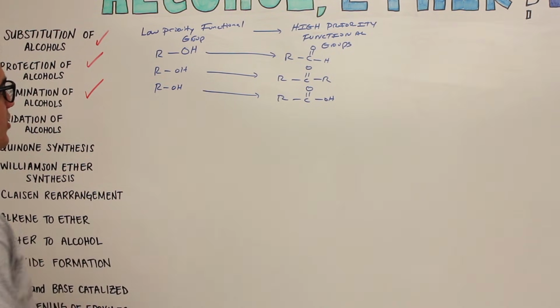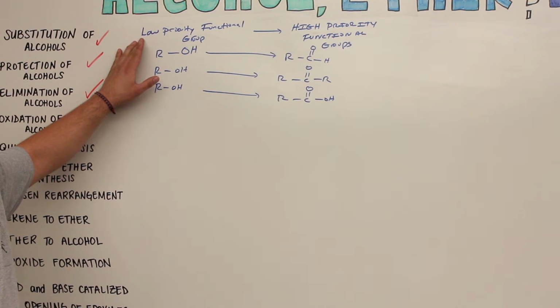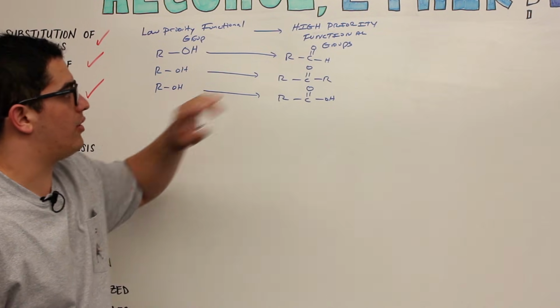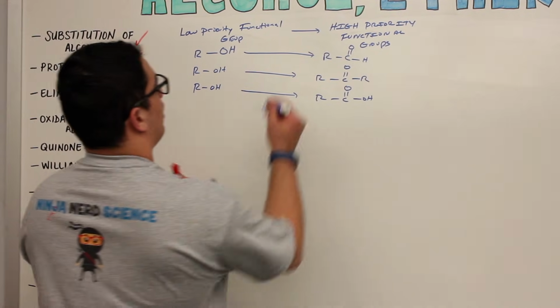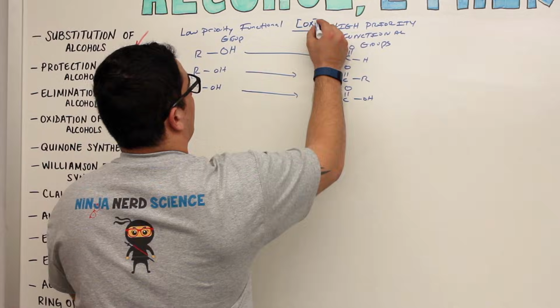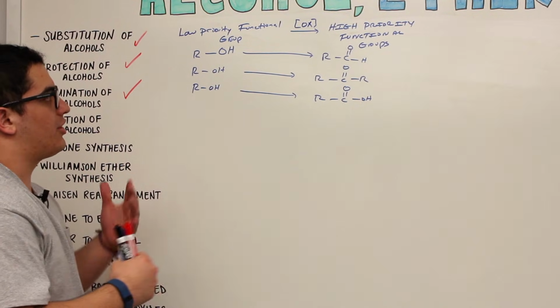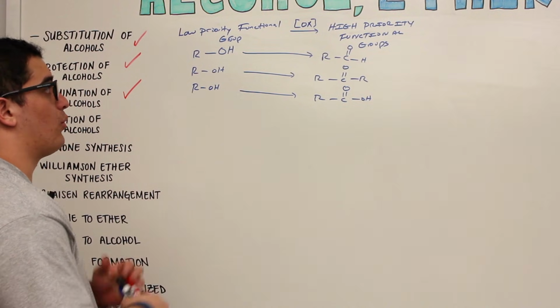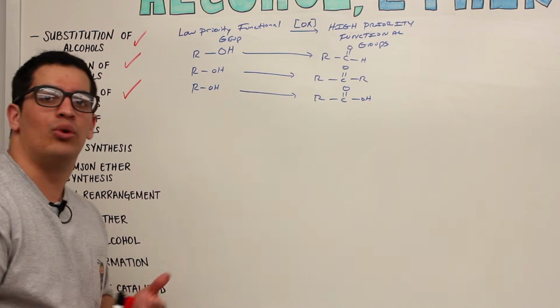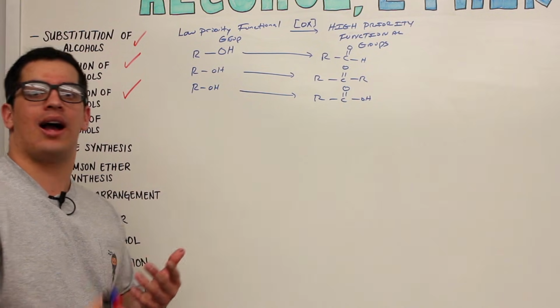So again, before I start getting into these, remember that going from a low priority functional group to a high priority functional group is the definition of oxidation. All right, or we can also remember that the biological and chemistry definition of oxidation is the removal of hydrogens or the removal of electrons and the gaining of oxygens, right?